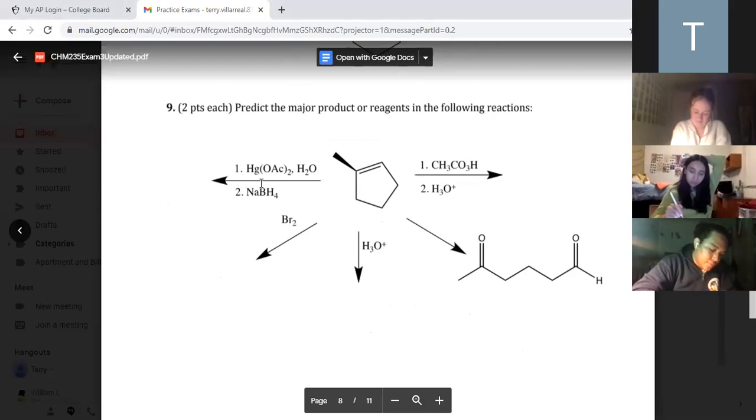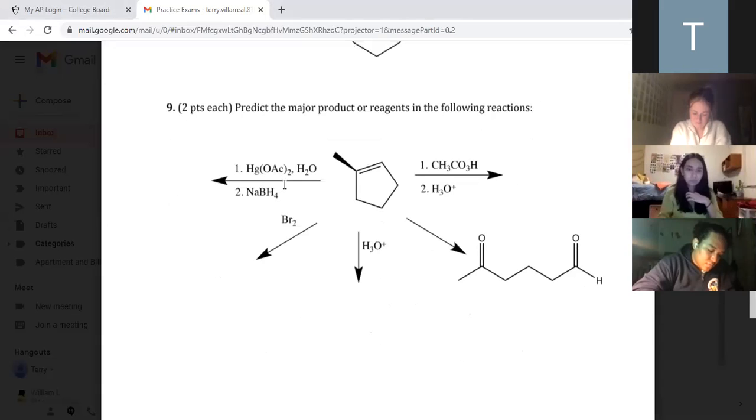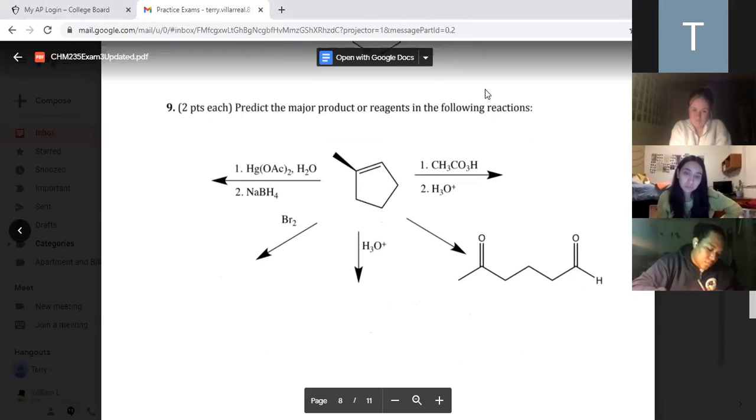All right, so we have Hg(OAc)2. What do you think is the key thing here? Mercury. Mercury is your key thing here. When you see mercury and water, this is called an oxymercuration reaction. So we are adding an alcohol, and it is going to go to our more substituted side. That's all that's happening here.